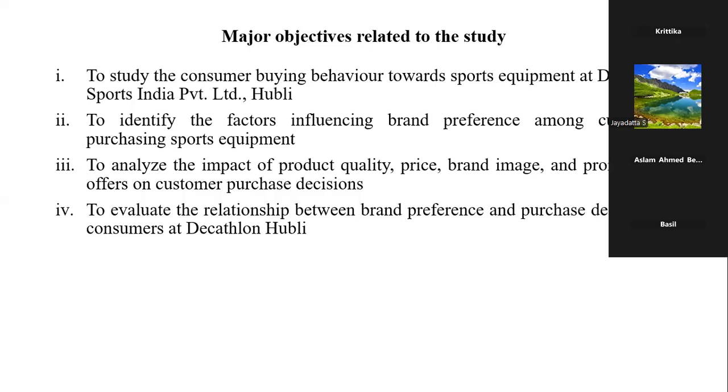To study the consumer buying behavior towards sports apparel and Decathlon Sports India Private Limited would be the objective. To identify the factors influencing brand preference among various customers purchasing sports equipment. To analyze the impact of product quality, price, brand image, and promotional offers on customer purchase decisions can be one of the objectives. To evaluate the relationship between brand preference and purchase decision of consumers at Decathlon. These are some of the major objectives which can be considered by doing an extensive, systematic review of literature, considering those articles which I have already shown you in the previous slides in tabular form.